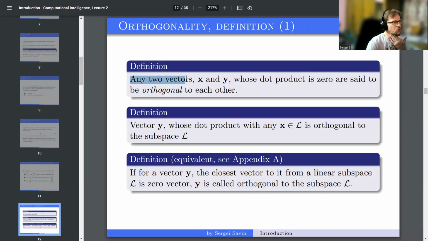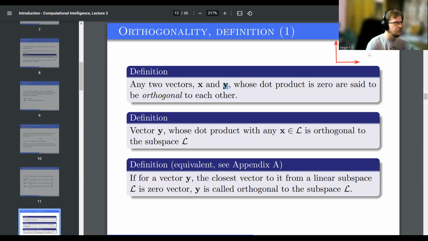All right. Any two vectors, x and y, whose dot product is 0, are said to be orthogonal to each other. Okay, so two vectors, dot product is 0, so they are kind of like this, right? They are orthogonal to each other. So let me write it. So for example, this vector and this vector would be orthogonal to each other. Their dot product is 0.